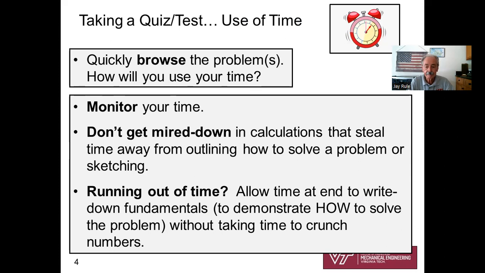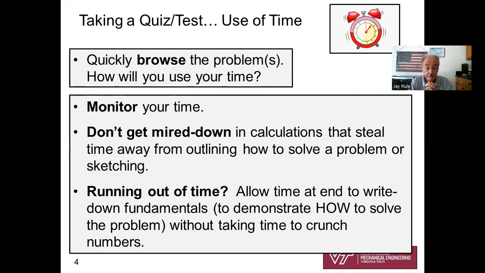Monitor your time. Okay. Don't get mired down in doing calculations that are stealing a significant amount of time away from you. Write down with pencil and paper, outlining how to solve a problem. And certainly you always want to start with a sketch. That's worth a lot of partial credit. So rather than focusing on doing every calculation needed to get full credit, you're rolling the dice. Put down on pencil and paper how you would solve the problem.